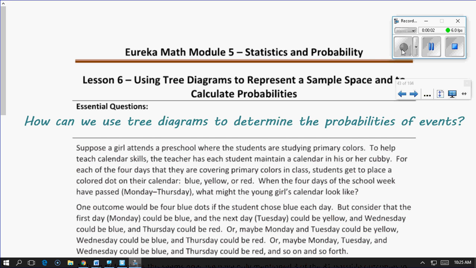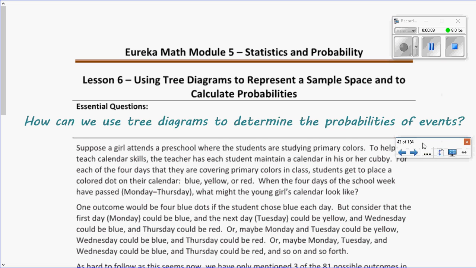Hello, this is Module 5, Lesson 6. Today we're using tree diagrams to represent sample spaces, and we're going to calculate probabilities. So, how can we use a tree diagram to determine the probability of events?